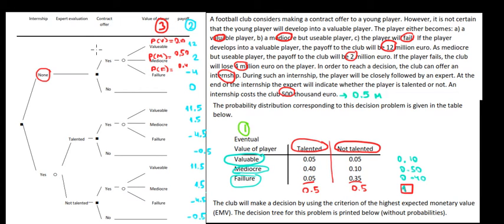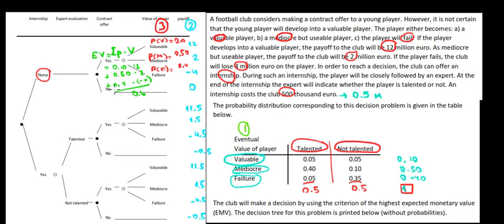So the expected value of a player without having any information is going to be the sum of all the probabilities times the corresponding values. So that's going to be 0.10 times 12, plus 0.50 times 2, plus 0.4 times minus 4, minus the loss. And that would give us an expected value of 0.6, so 600,000.